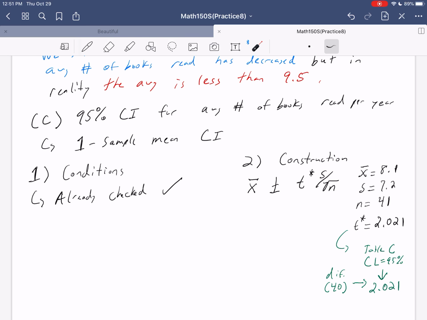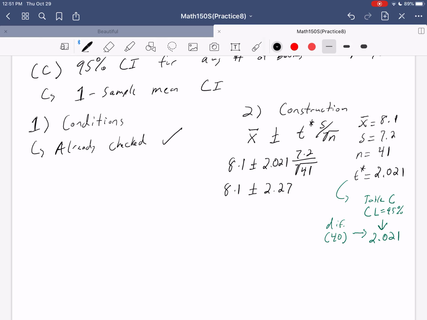So let's go ahead and plug all this stuff in. So we have 8.1 plus or minus 2.021 times 7.2 over the square root of 41. We can go ahead and get this margin of error first, so you can type that all in together. So 2.021 times 7.2 divided by the square root of 41. Once we have that, we should have 8.1 plus or minus the margin of error, which we should get as 2.27.